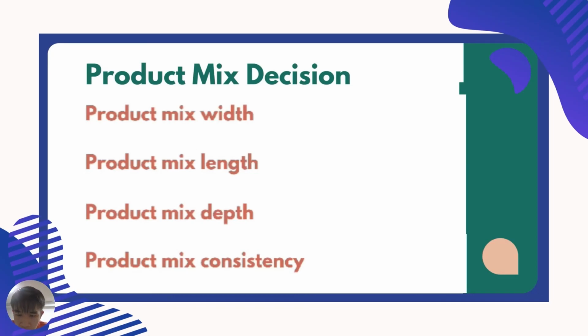The product mix length refers to the total number of items that the company carries within its lines, and the product mix depth refers to the number of versions offered of each product in the line. And finally, the product mix consistency refers to how closely related the product lines are in terms of end use, production requirements, distribution channels, or otherwise.